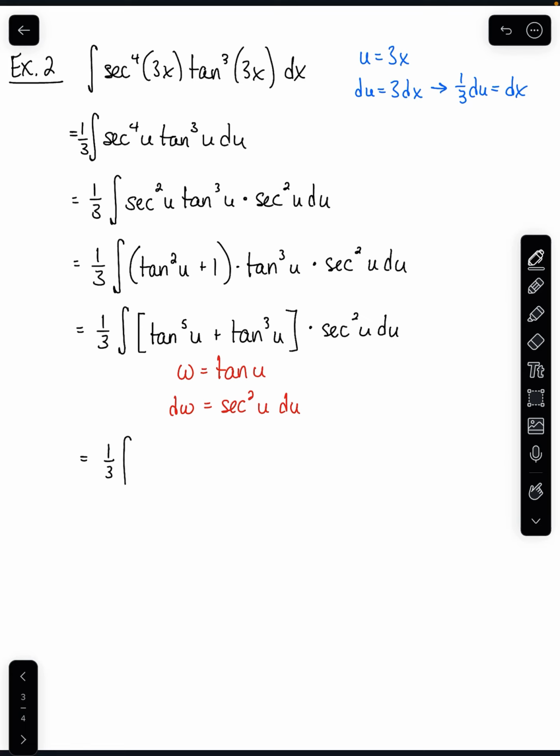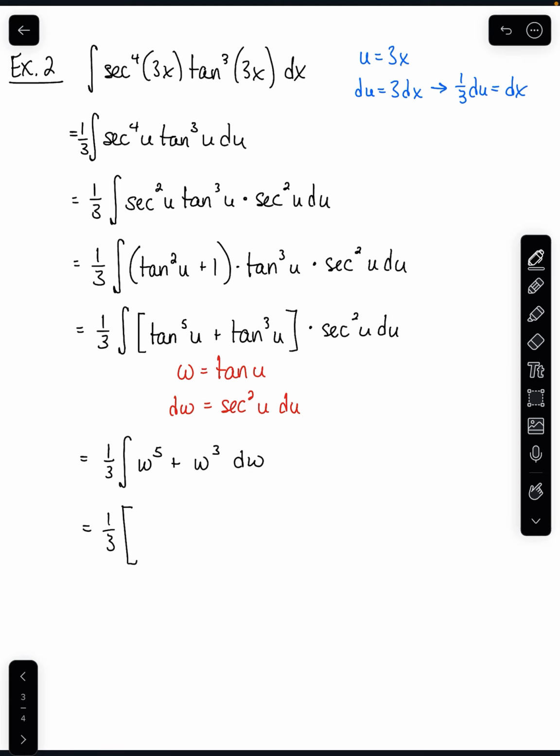So we still have that 1/3 out front. Tangent to the 5th of u is now going to become w to the fifth. Tangent cubed of u is now going to become w to the third. And the secant squared u du is going to come out and become dw. So once again, we are set and ready to use the power rule here.